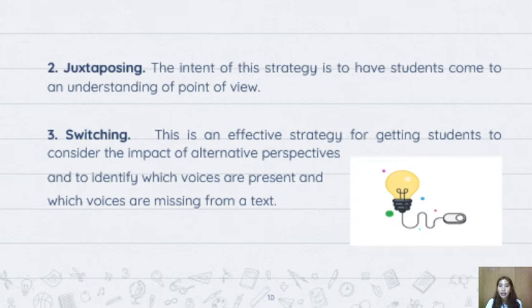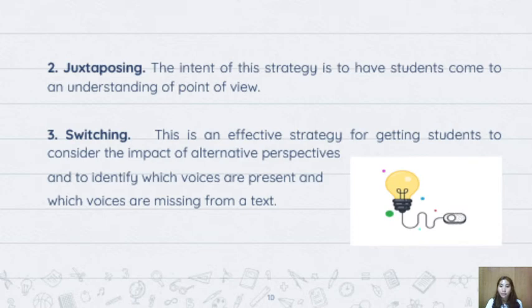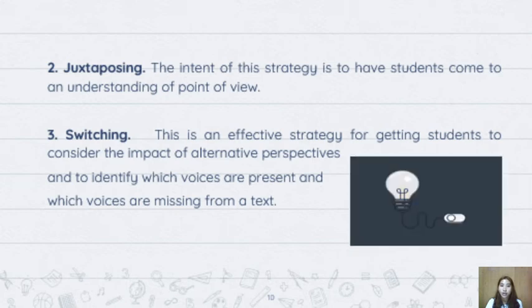This is an effective strategy for getting students to consider the impact of alternative perspectives and to identify which voices are present and which voices are missing from the text. So, some switching examples are gender switch, in which students replace key characters with characters of the other gender. Next is setting switch, in which students set the story in a different time or place or switch the social class of a character.